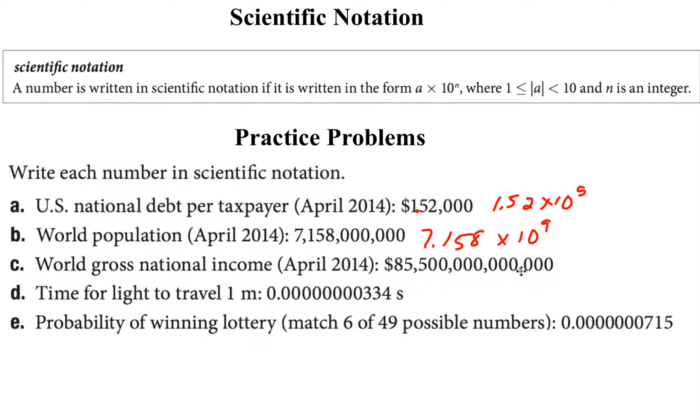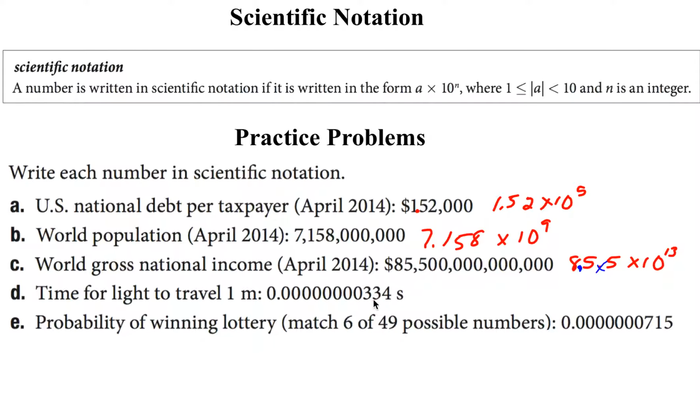Letter C, we go 3, 6, 9, 12, 13 places. Whoops, I have an error there. It should be 8.55 times 10 to the 13th. So ignore that decimal point. I'll just correct that really quickly: 8.55, not right there, okay, 8.55 times 10 to the 13th.